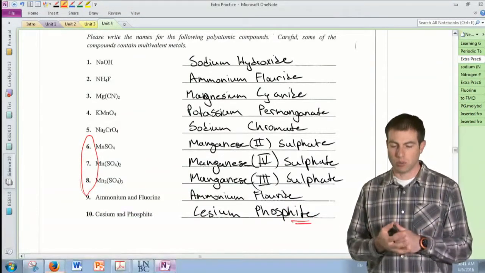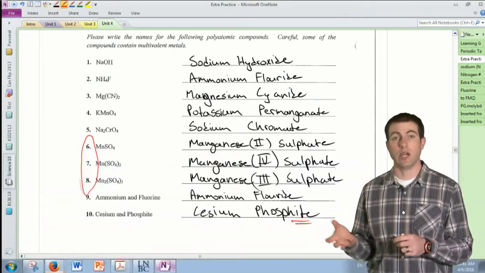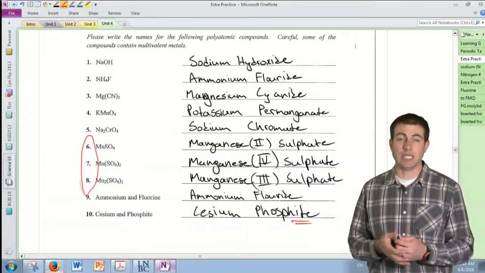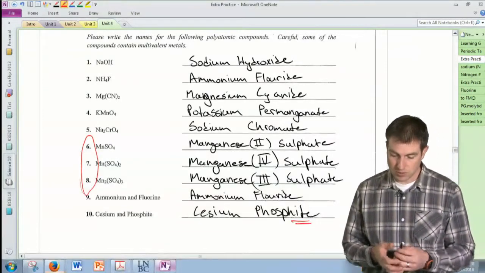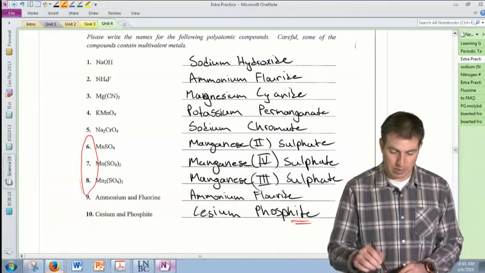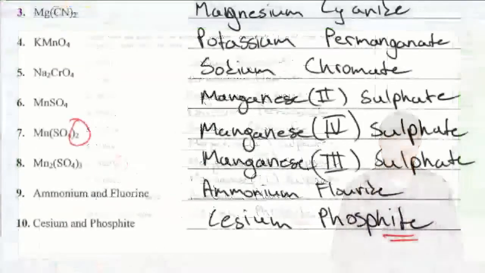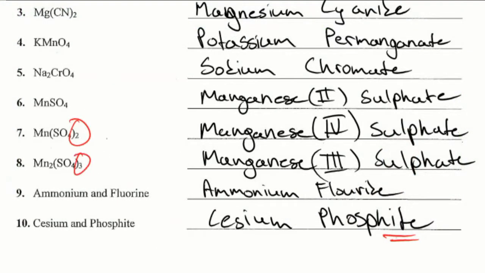So if we normally have something like manganese with a 2 after it, even though there's a polyatomic tacked onto the end, we still need to indicate what charge it is. Because obviously these things are really different. MnSO4 looks different than MnSO4-2 and Mn2SO4-3. These are all different looking compounds. They all have different chemical properties.